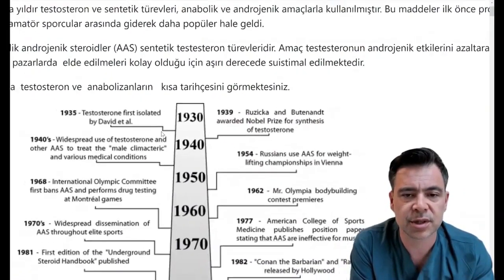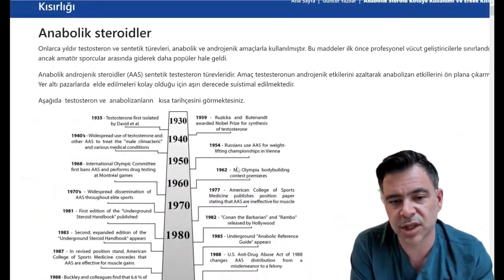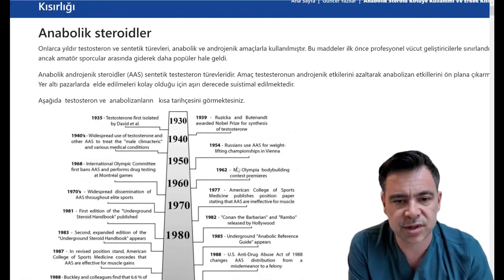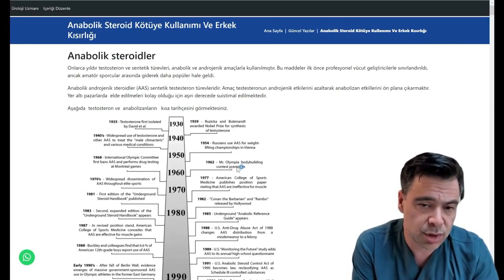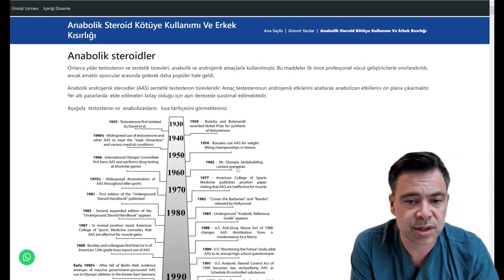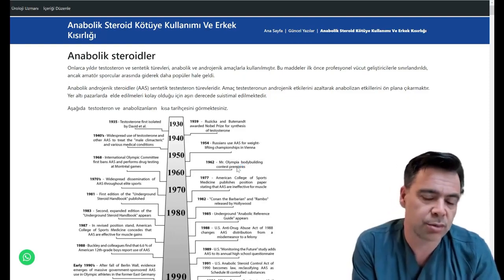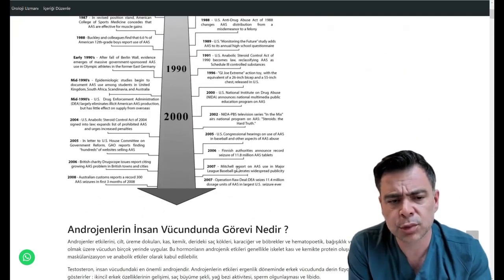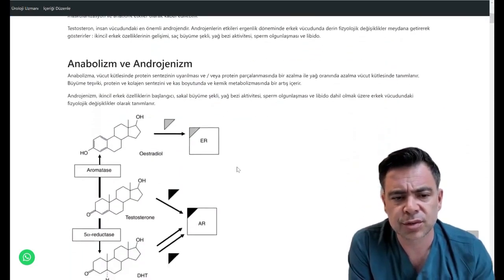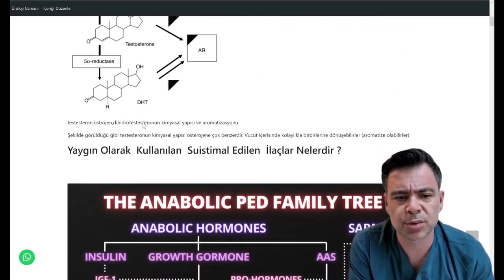Anabolic steroids consist of testosterone and testosterone derivatives. As you can see here, testosterone was discovered in the 1930s. Then, in the 1950s to 60s, steroids started to be discovered by athletes. The story of steroids is quite old. They were originally synthesized to be used for medical purposes, but unfortunately, today they are actively used by professional athletes and amateur athletes.